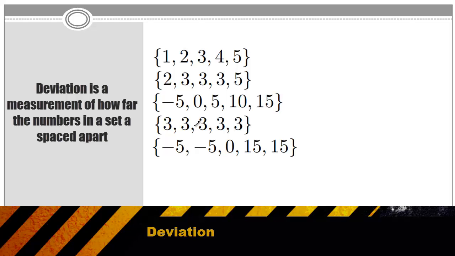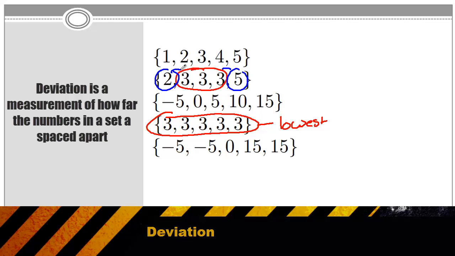For example, we could clearly see that in the set number 4, where all of the numbers are 3, there really is no deviation. They're all going to be equal to the mean. So that definitely has the lowest deviation. In set number 2, we still have our numbers fairly close together. We have a lot of grouping with our 3's, and then our 2 and our 5 aren't too far away from the middle of our set. So we could fairly estimate that group number 2 has the second lowest deviation.